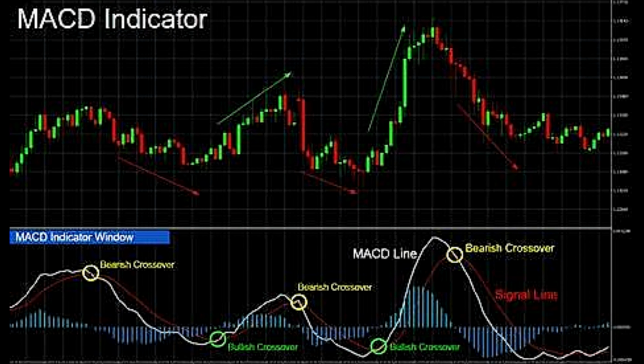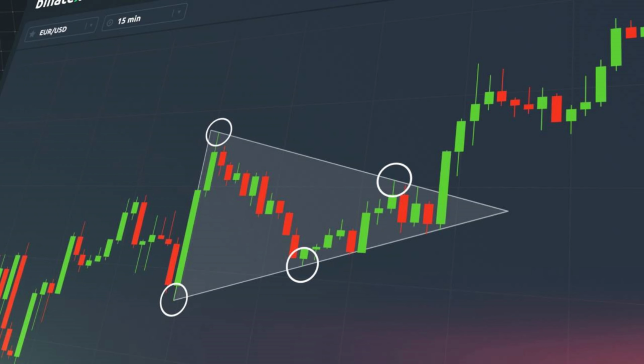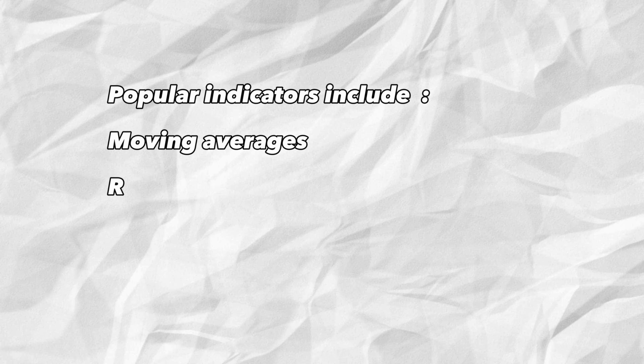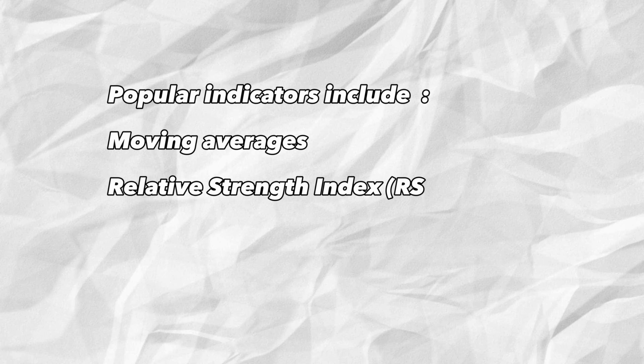Indicators are also widely used in technical analysis. These are mathematical calculations that are applied to the price and volume data to provide additional insights into market trends and momentum. Some popular indicators include moving average, relative strength index or RSI, and Bollinger Bands.